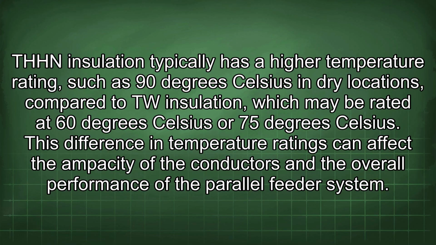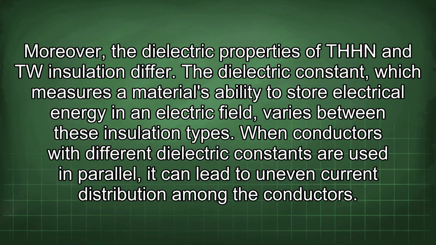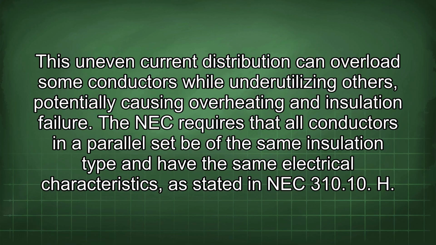This difference in temperature ratings can affect the ampacity of the conductors and the overall performance of the parallel feeder system. Moreover, the dielectric properties of THHN and TW insulation differ. The dielectric constant, which measures a material's ability to store electrical energy in an electric field, varies between these insulation types. When conductors with different dielectric constants are used in parallel, it can lead to uneven current distribution among the conductors. This uneven current distribution can overload some conductors while underutilizing others, potentially causing overheating and insulation failure.